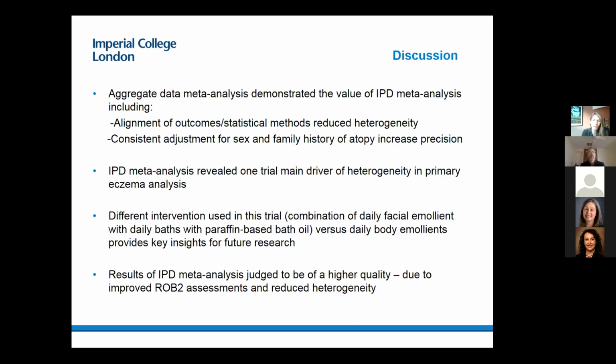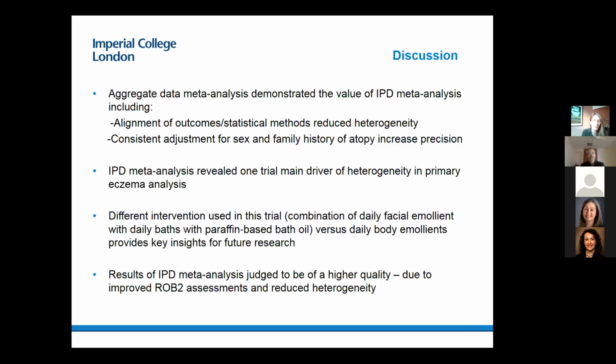So to summarise, although it was more timely and costly, the results of the aggregate data meta-analysis here demonstrate the added value of conducting the IPD meta-analysis. So alignment of outcomes and statistical methods across the trials reduced the heterogeneity in pooled results, and consistent adjustment for sex and family history of atopy increased precision.